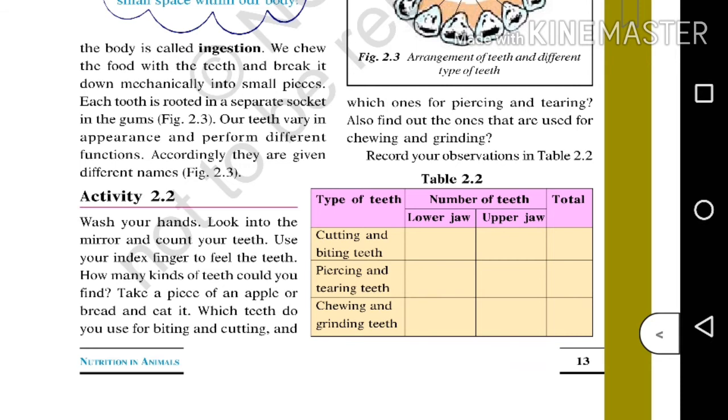For chewing and grinding, we have premolars and molars. 4 premolars and 6 molars in the lower jaw, and similarly 4 premolars and 6 molars in the upper jaw. So it makes a total of 20. For cutting and biting, we have incisors. For piercing and tearing, we have canines. And for chewing and grinding, we have premolars and molars. So in total we have 32.